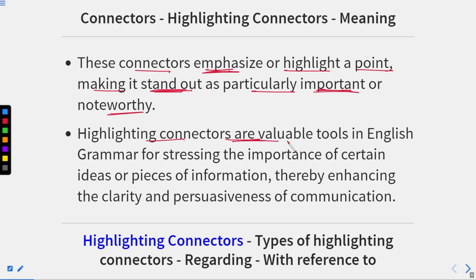Highlighting connectors are valuable tools in English grammar. Now, these connectors are very valuable tools in English grammar for stressing the importance of certain ideas or pieces of information, thereby enhancing the clarity and persuasiveness of communication. It means whenever we want to highlight some piece of information, or some idea, or when we want everyone to pay attention to it, we use a highlighting connector, just to look at that particular word with proper attention, or just to make it persuasive. We use that particular word, highlight.